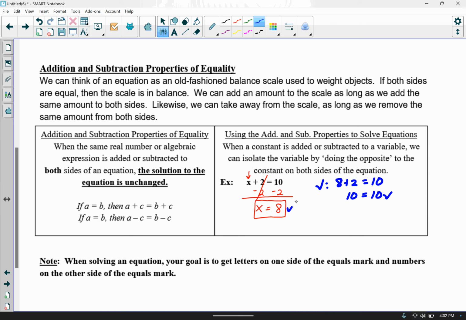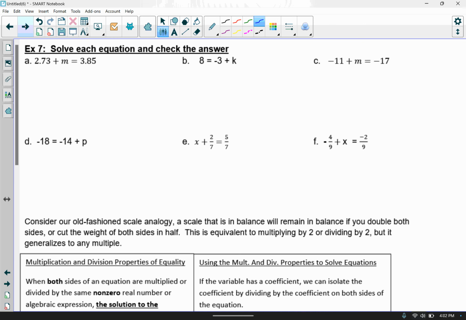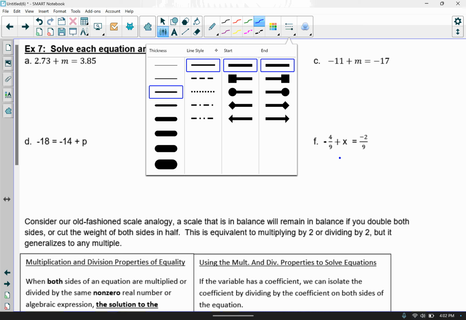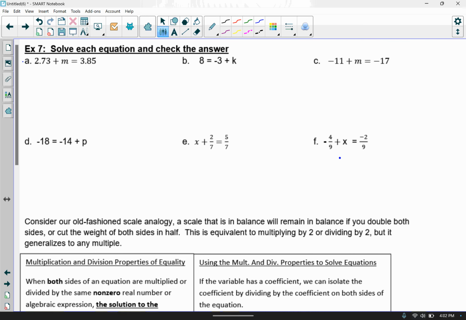And I wrote that thing a minute ago where I said your goal when you're solving an equation is to get letters on one side of the equals mark and numbers on the other. Okay, that's always going to be your goal when you're solving equations. All right, let's flip it over. I believe we're going to do a couple just for practice here. So let's do A, B, and E together, and then let you pause and try the other 3 on your own, okay?